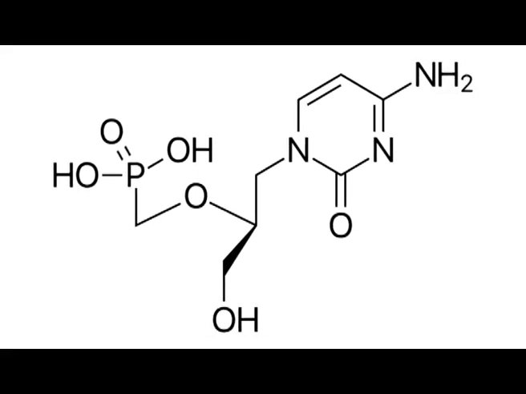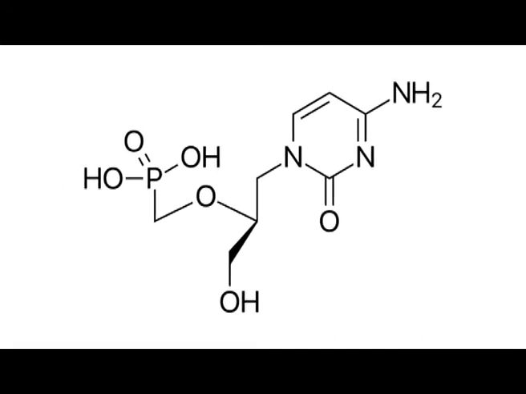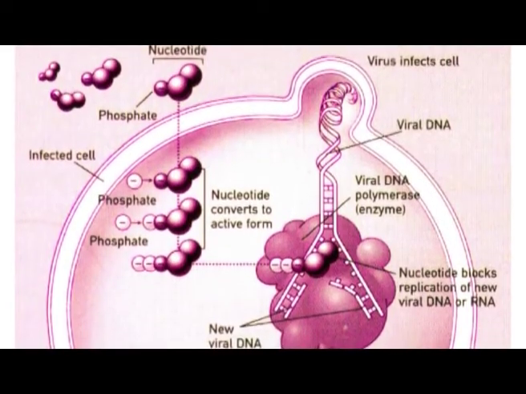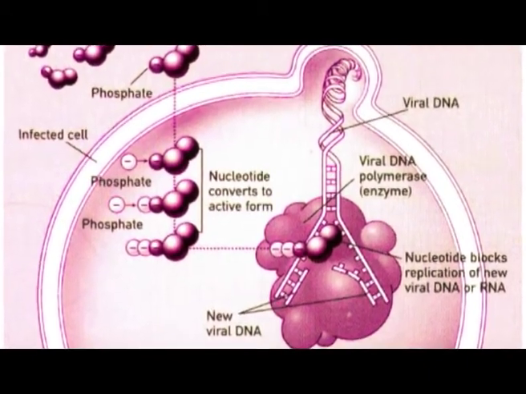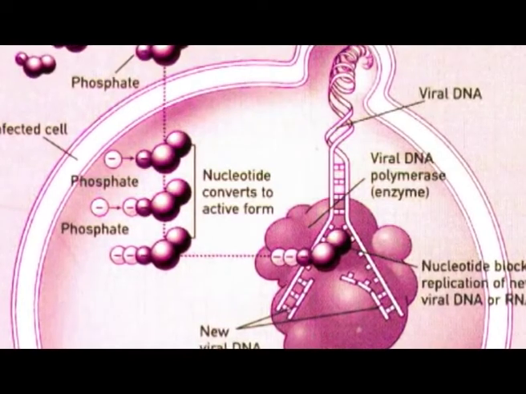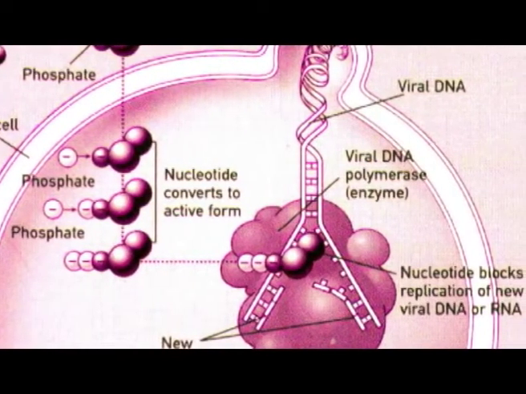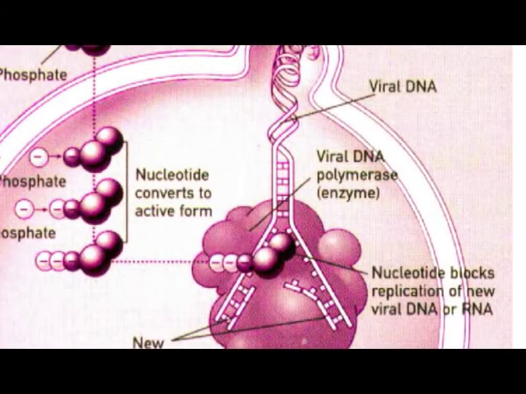Cidofovir. Cidofovir is a synthetic acyclic pyrimidine nucleotide analog of cytosine. It undergoes phosphorylation by host cell enzymes to its active intracellular metabolite, cidofovir diphosphate. It has antiviral effect by interfering with DNA synthesis and inhibiting viral replication.